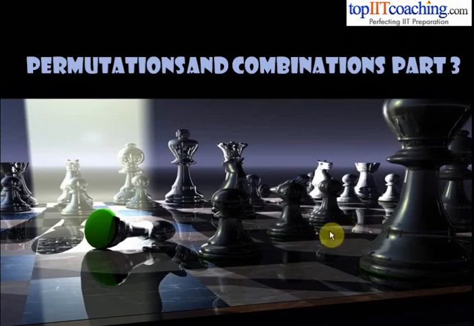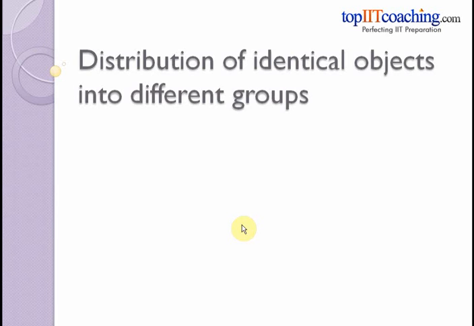So, let's get started. Distribution of identical objects into different groups. So far we have discussed the distribution of different objects into different groups. But what if the objects become identical now? How are we going to distribute them into different groups?